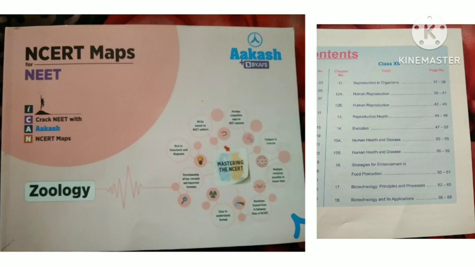Types of fission. Parameter 1: binary fission. 2: multiple fission. Parent operational conditions: favorable. Number of daughters: two in binary fission, multiple in multiple fission. Spindle formation: yes. Example: Amoeba.